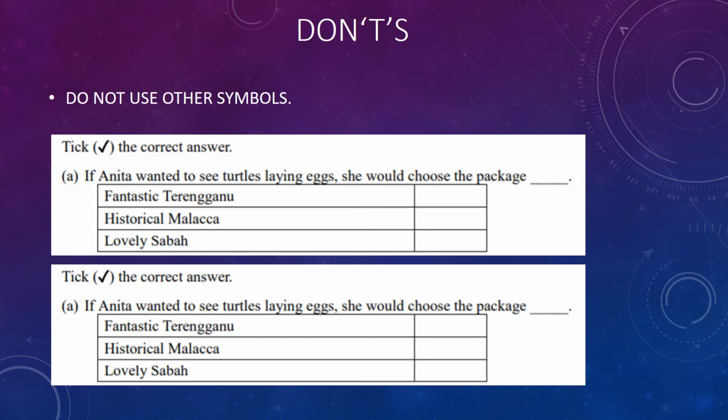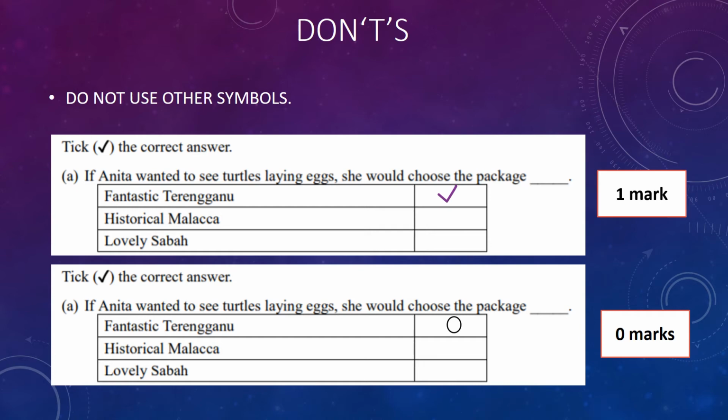So student A gave this kind of tick. It is the same as in the instructions given. So this student will be awarded 1 mark. The second student doesn't put a tick, but draws a circle. Even though the answer is correct, the student didn't follow the instructions given, so the student will be awarded 0 marks.